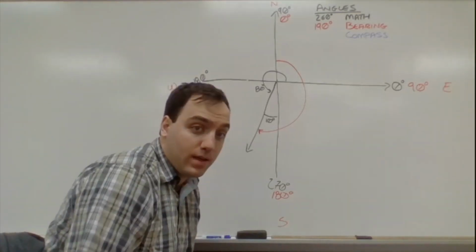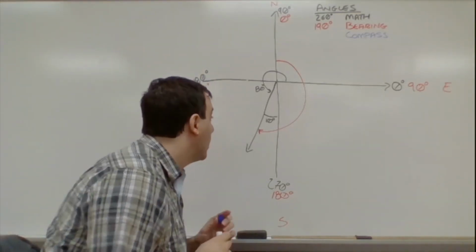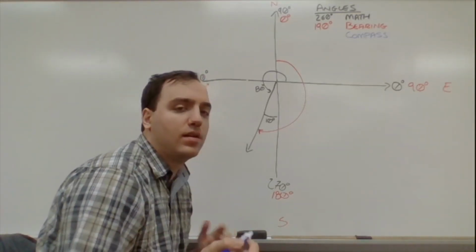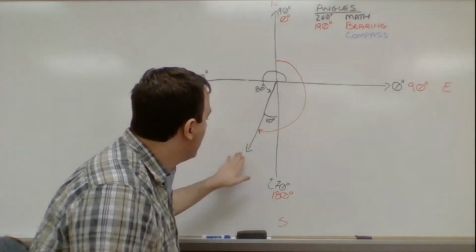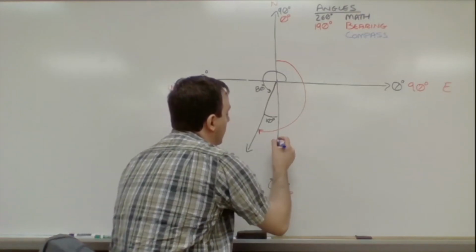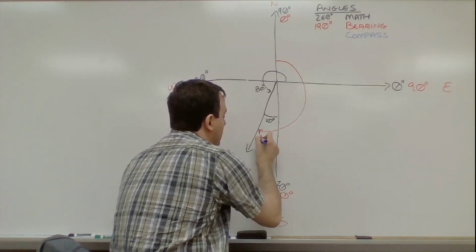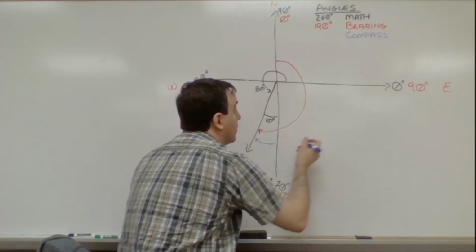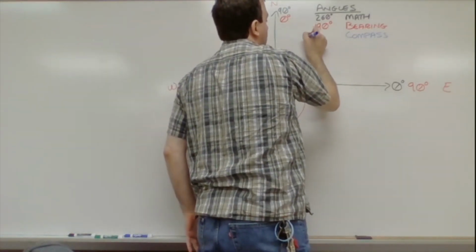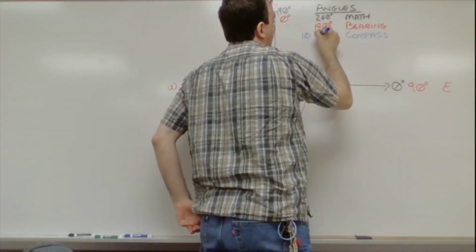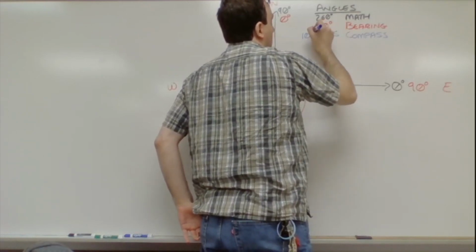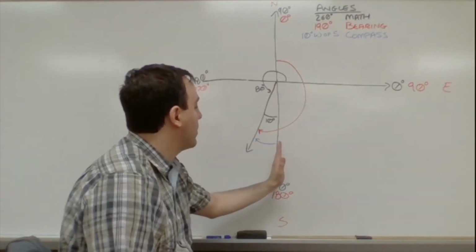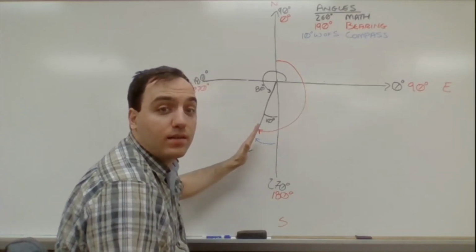For a compass, we will typically measure from the closest cardinal direction, northeast, southwest. This is very close to south, so in this case, we would say it's 10 degrees west of south. Because from south, we go out to the side 10 degrees.